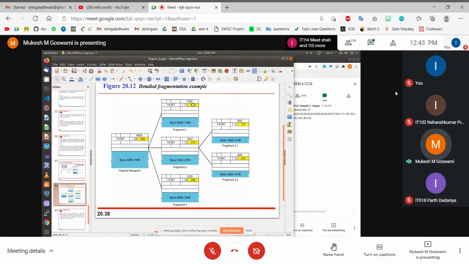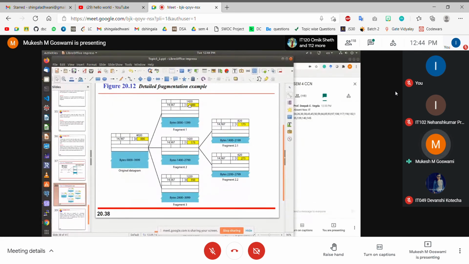Now the only thing that we need to determine is the offset. How do we determine offset? Because this fragment consists of the first byte 0 to the last byte 1399. So offset is obtained by first byte number divided by 8. So 0 divided by 8, so this is going to be the first byte number 0.